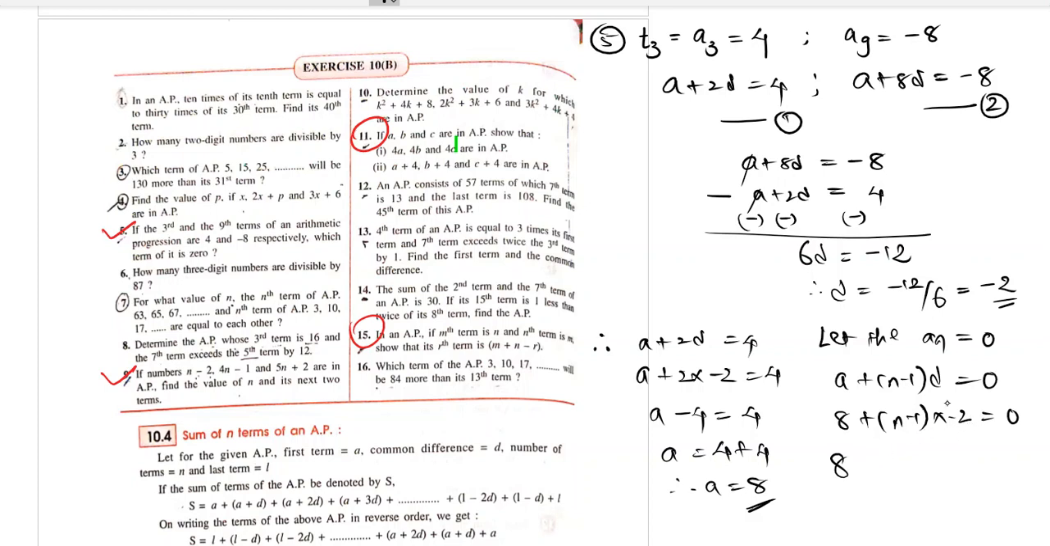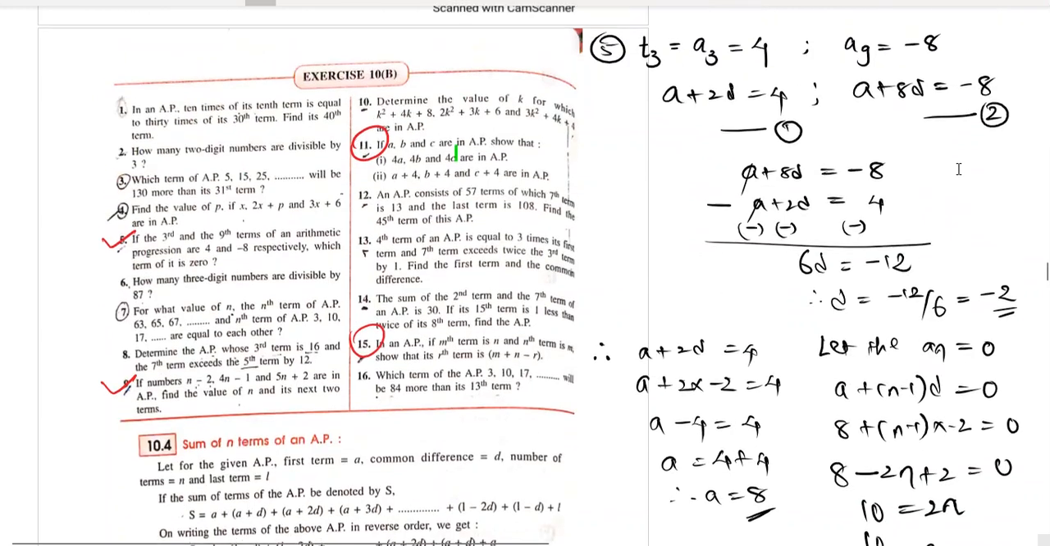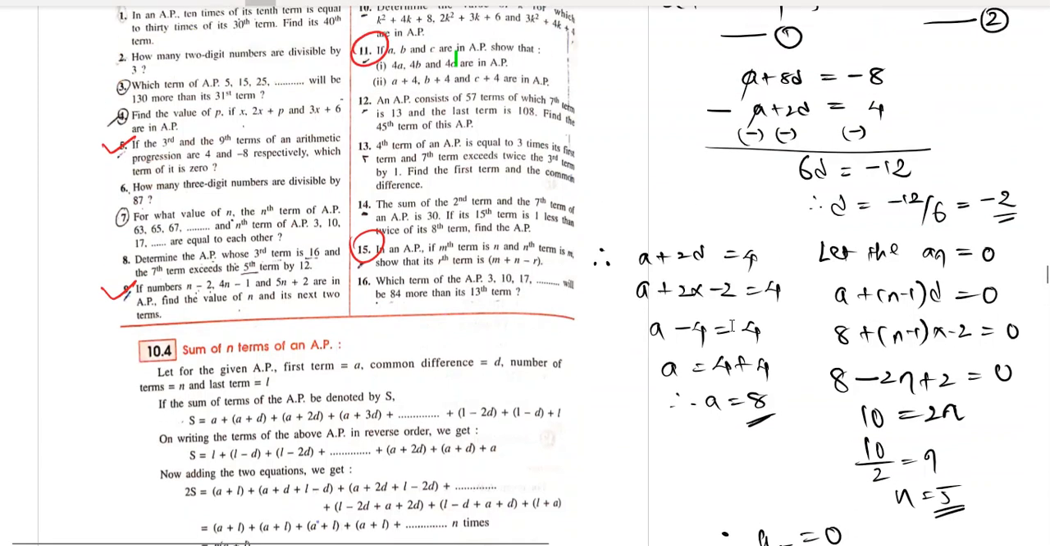This will be minus 2 into n, minus 2n, and minus 2 into minus 1 plus 2 is equal to 0. 8 plus 2 is 10 is equal to 2n. If we solve this, this will be 10 by 2, which is n, which means n is equal to 5. Right? So fifth term is 0. Therefore, we can say that fifth term of an AP is 0. This was question number 5.